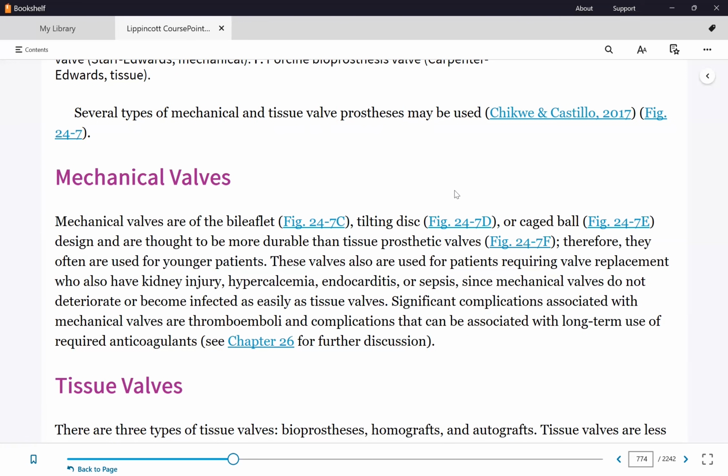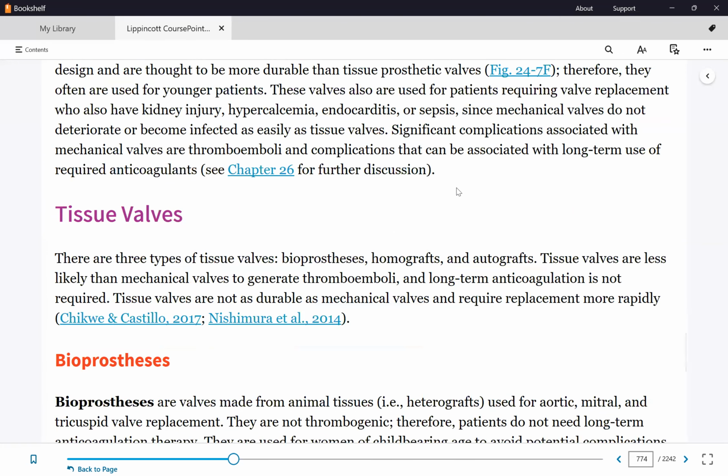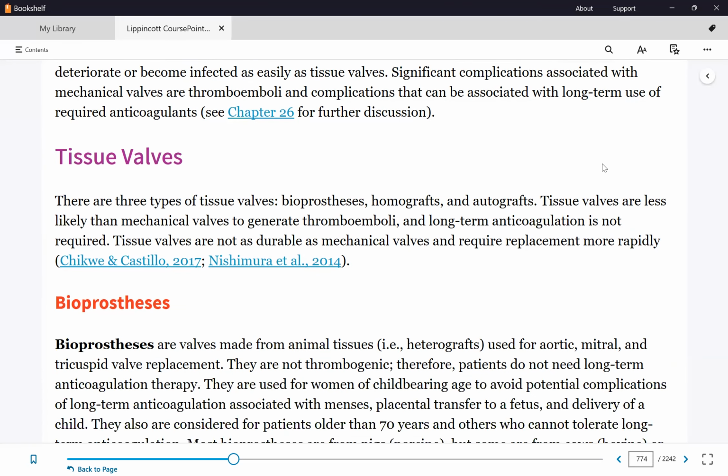Okay. Tissue valves, also called biologic valves, are like living tissue. So are they likely to attract blood clots? No. It tells you right here, tissue valves are less likely than mechanical valves to generate thromboemboli. So therefore, thank you for reading, Mr. Soler, long-term anticoagulant is not required. Are we clear? Okay, so this is very important teaching.